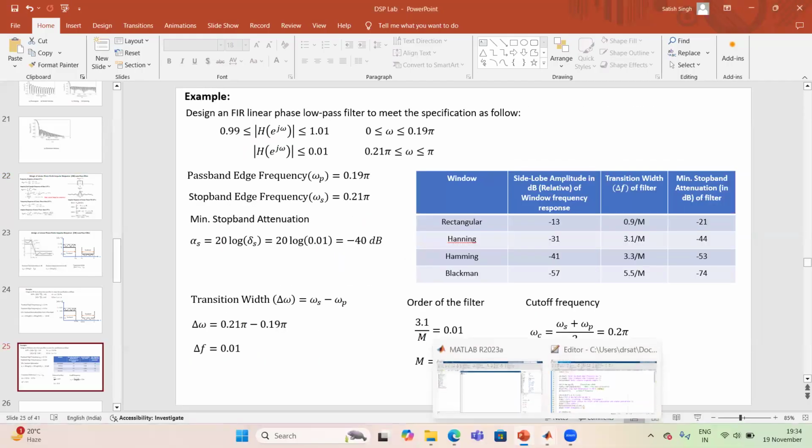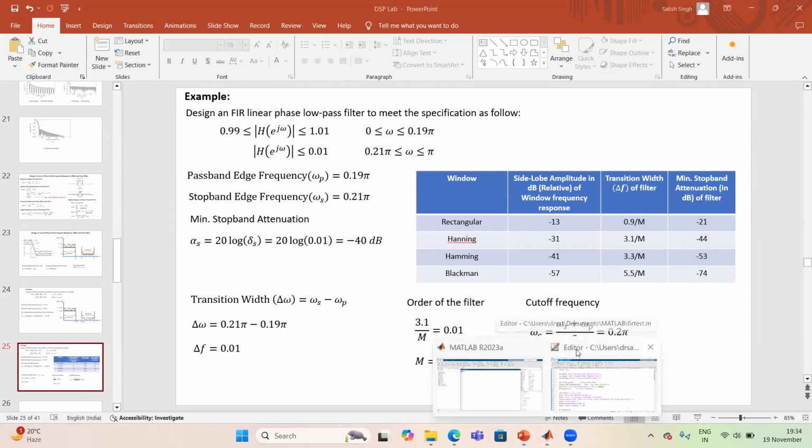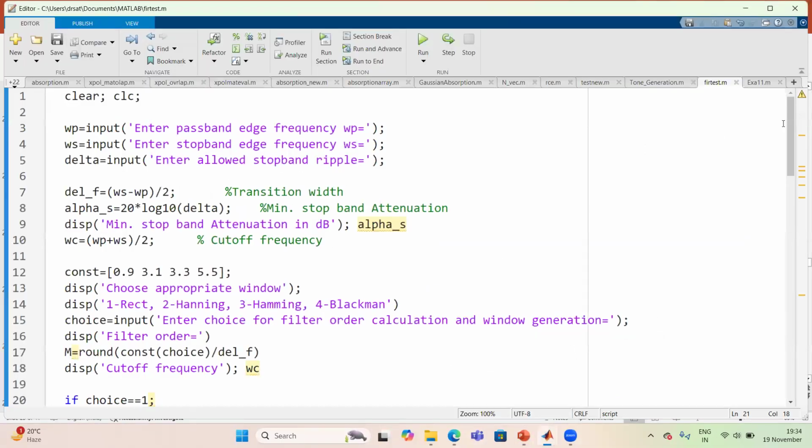Okay, I have already written certain codes that you can see here. You remember in MATLAB we have to input all these values. We have to input the pass band edge frequency, the stop band edge frequency. Then we have to choose this delta S value. Enter the allowed stop band ripple, so this delta S value.